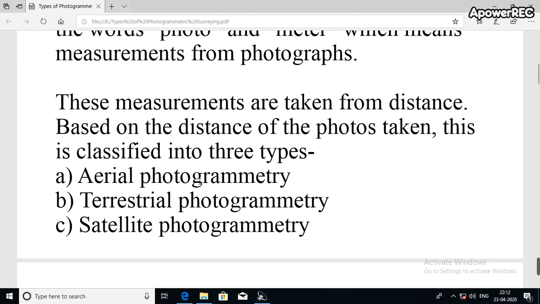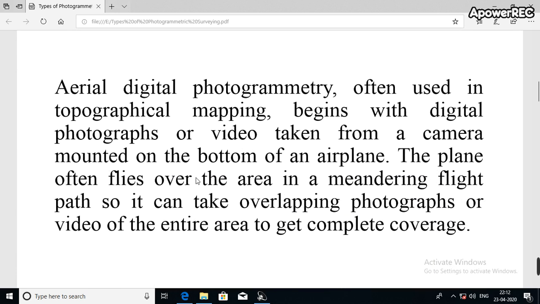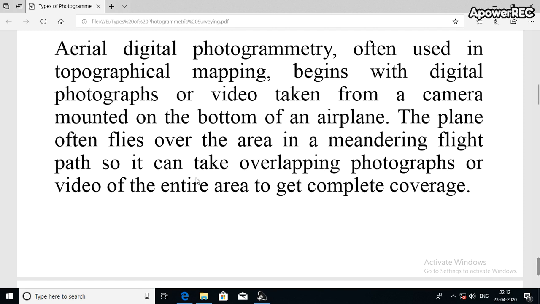aerial, terrestrial, and satellite. Aerial photogrammetry is taken from the aircraft or the plane. It will be flying over an area and capturing photographs with the help of good quality cameras. Sometimes video images are also taken for those areas, and after getting those photo data, we will be taking them to the lab, and then the data will be interpreted, and after that we will be preparing one map.